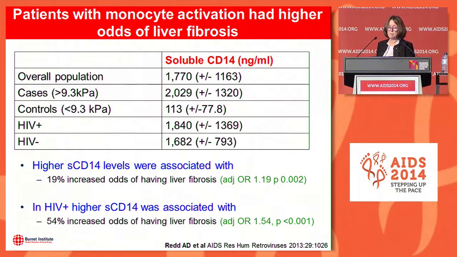So patients with monocyte activation had higher odds of liver fibrosis. This was measured by soluble CD14 levels. There was an overall adjusted risk of 1.19, whereas if you were HIV infected and you also had higher levels of soluble CD14, that further increased the odds of liver fibrosis to 1.54.